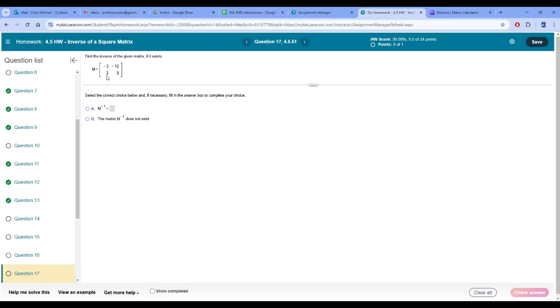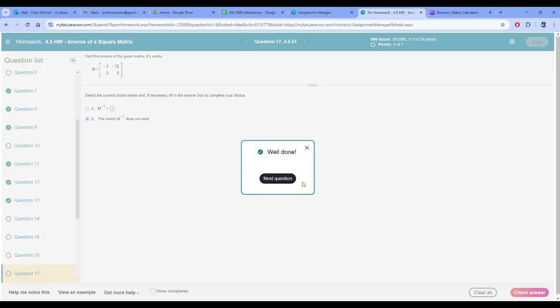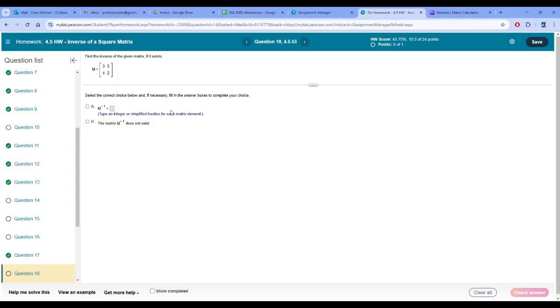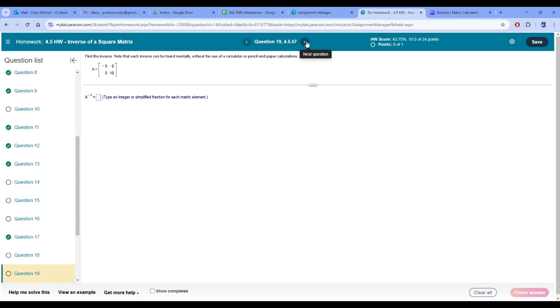Find the inverse of the given matrix, if it exists. So what is that? That's 3, that's 24. Probably doesn't exist. 1 divided by 0. That's 15. That's going to be 20. This one will exist. It's going to have an answer. So use the tool. Find the inverse. Note that each inverse can be found mentally without the use of a calculator. So find the inverse.